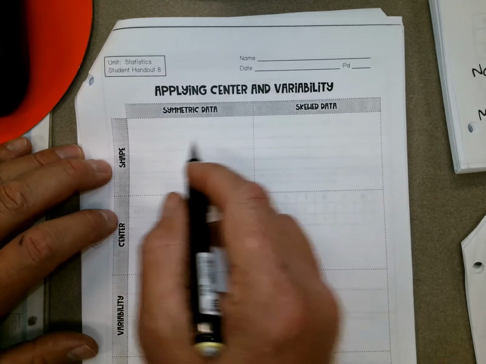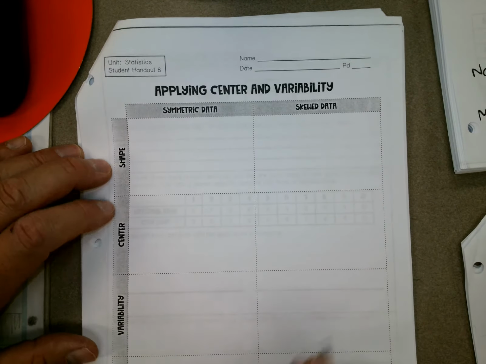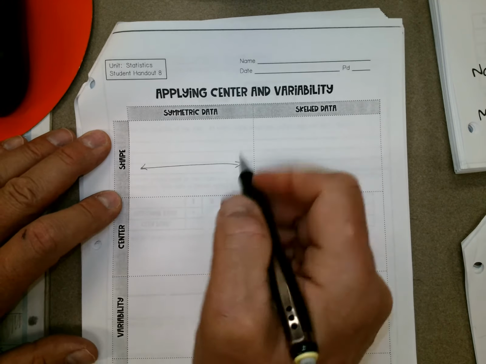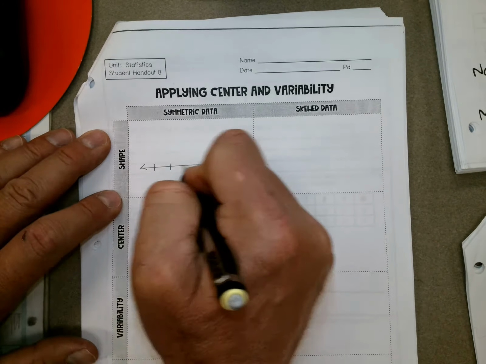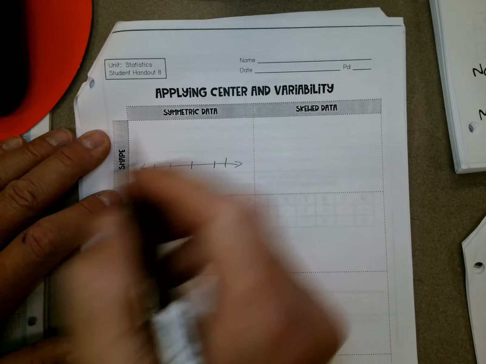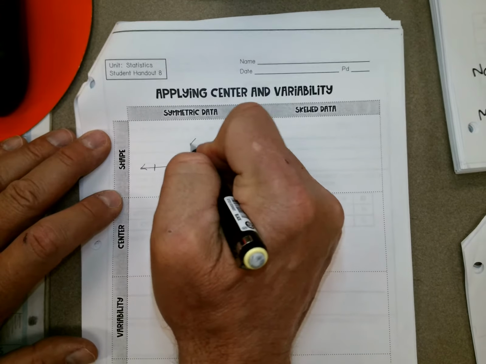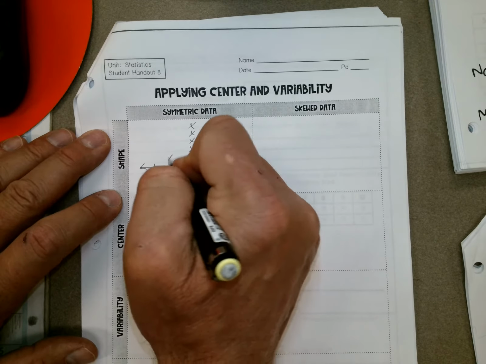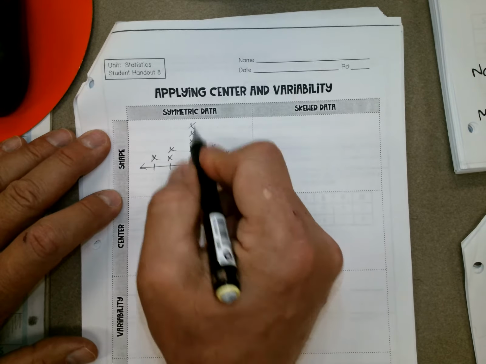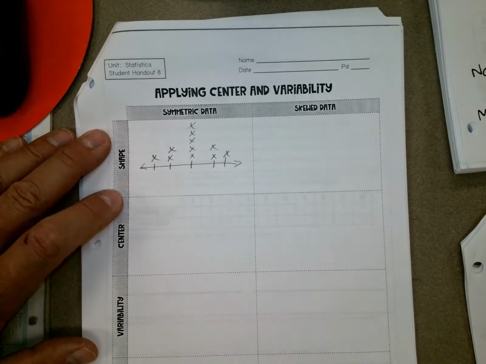All right, so we're going to make symmetrical and skewed data here. I'll try and keep it short, but I'm going to go ahead and make a number line and make ticks across here. And if I want this to be symmetrical, I would draw something like this. So we have a line of symmetry. This side is the same as this.